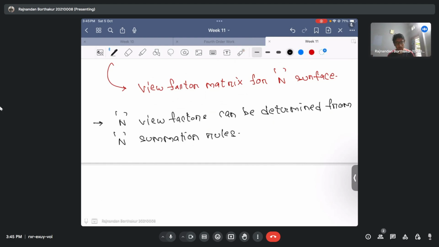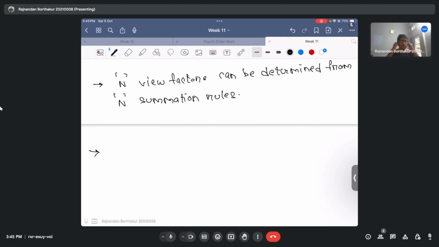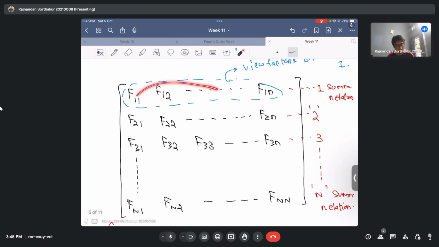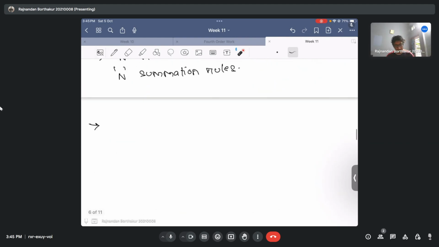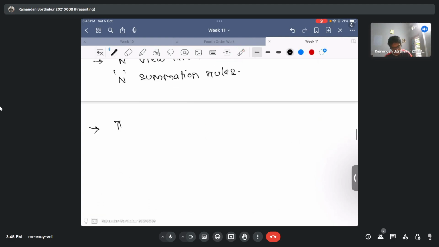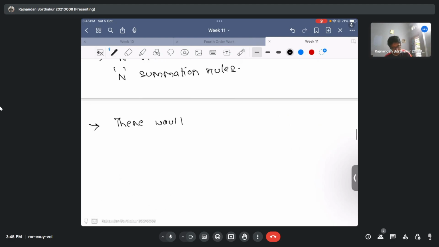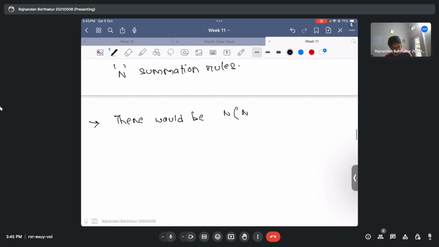Now, not only the summation rule, I also have the reciprocity relation, that is, Fij times Ai is equal to Fji times Aj, which we just saw. You need to understand that if I write down the reciprocity relation for all these n surfaces, there will be n into n minus 1 by 2 reciprocity relations. Okay, so there would be n into n minus 1 by 2 reciprocity relations.